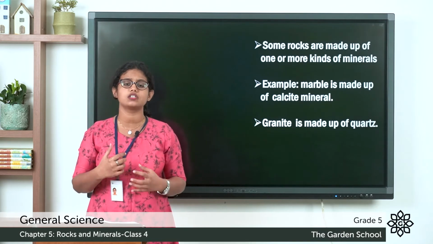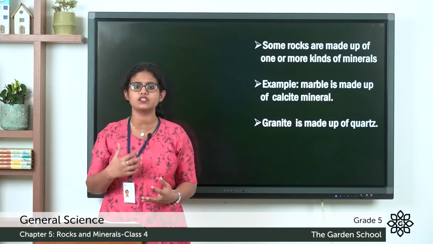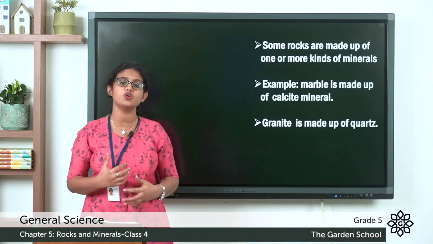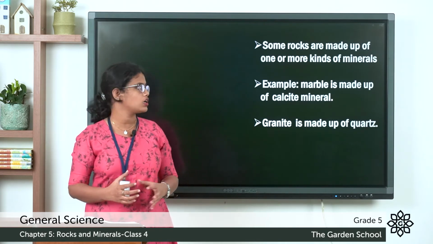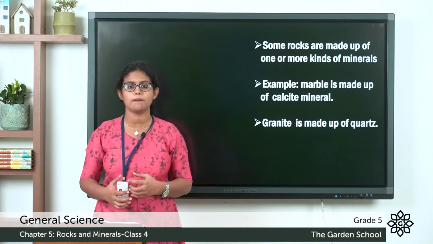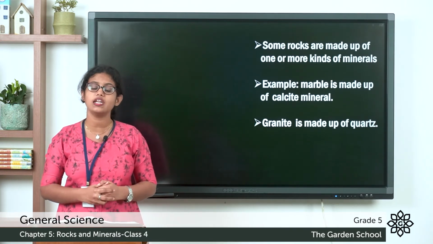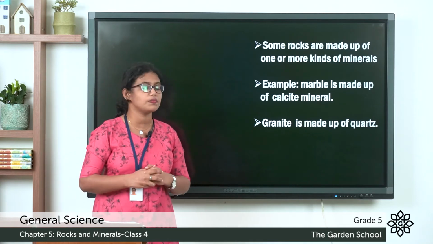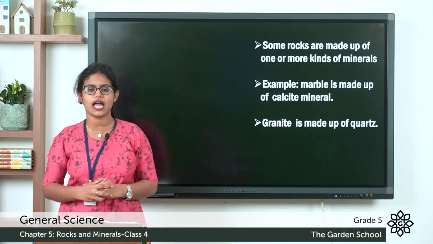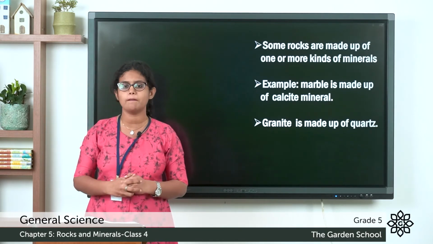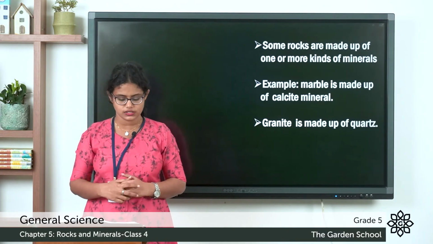You know that when the sedimentary rocks undergo changes, extreme heat and pressure, they change into metamorphic rock, and that is the marble. And this rock is made up of calcite mineral. And another example is granite. So granite is an igneous rock and it is made up of quartz and many other minerals. So which means that rocks are composed of one or more minerals.